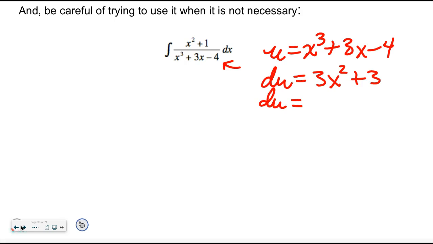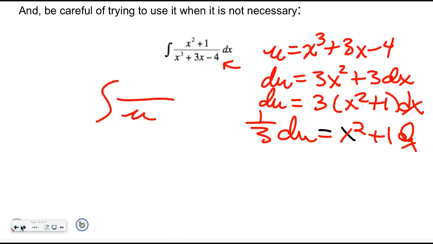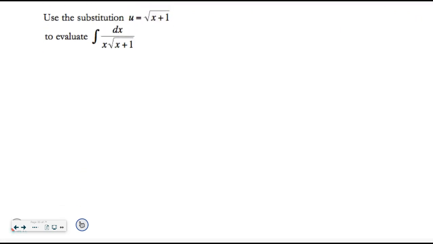So this is 3 times x squared plus 1 dx. So then we have our 1/3 du, right? So all of this in the integrand is the u on the bottom, all of that, 1/3 du, which is why Tyler just immediately passed it off to natural log. All right, not going to finish it. Last up. It's kind of nice, right?